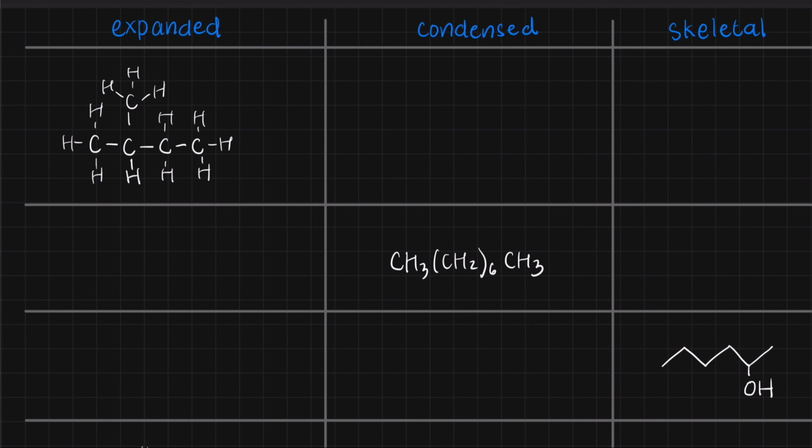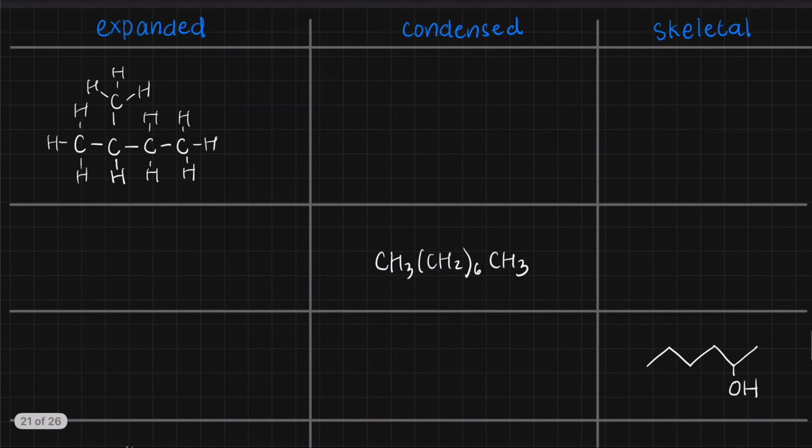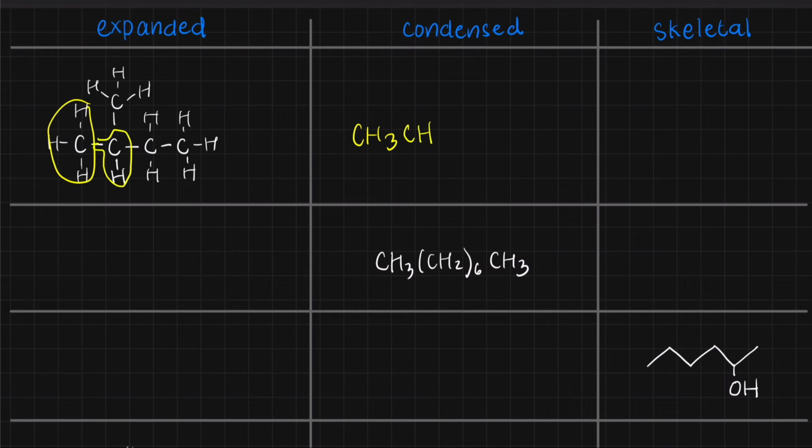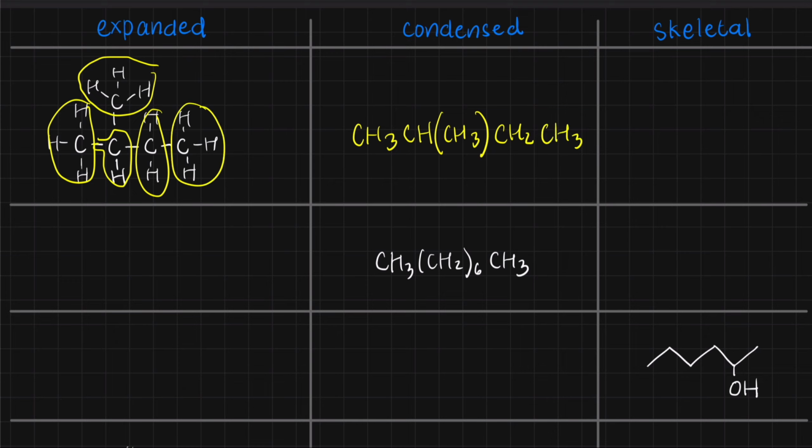So, we start with this one. Here we are given an expanded formula, and we want to convert it into condensed and skeletal. For the condensed, this one is rather easy. This is going to be CH3, and then this one into this one is just CH, right? However, we know that this is a branch, and so we have to put that in parentheses. Then this one is going to be CH2, and then this one is CH3, and we are done. This is basically a reminder to use your parentheses when you branch out.